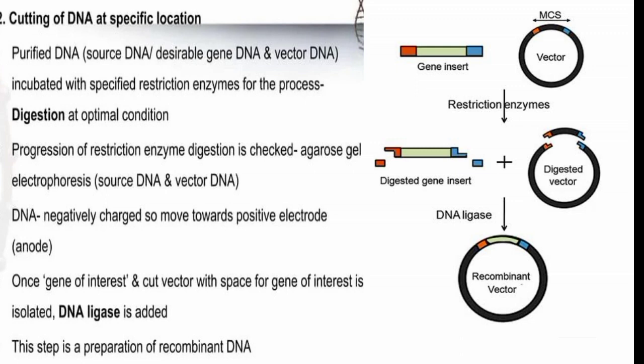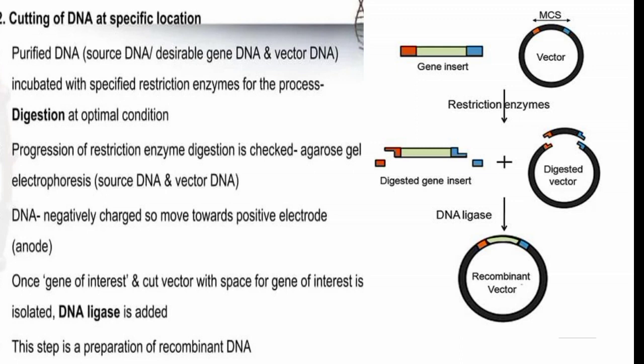Progress of restriction enzyme digestion of the source DNA and vector is checked by agarose gel electrophoresis. We have already discussed that, based on size along with the selective marker, we understand where the DNA has been cut. DNA is negatively charged, so it moves towards the positive electrode. Once the gene of interest and the cut vector with space for the gene of interest are isolated, DNA ligase is added.